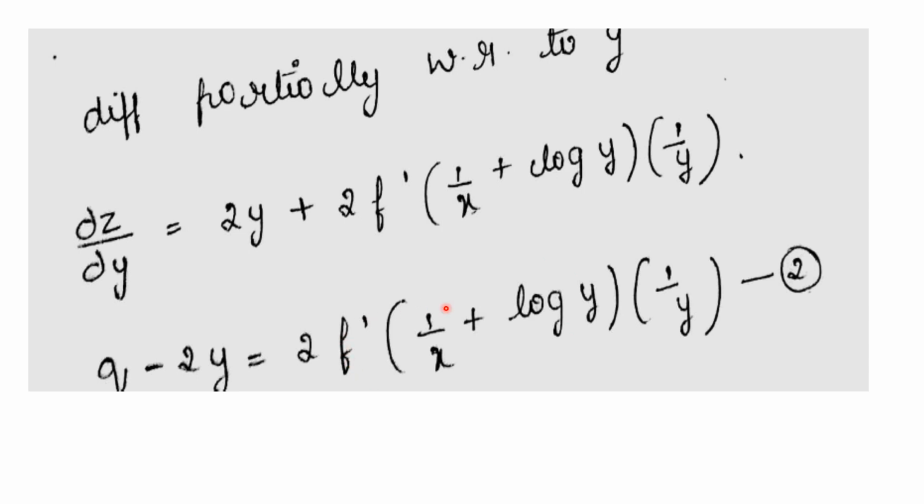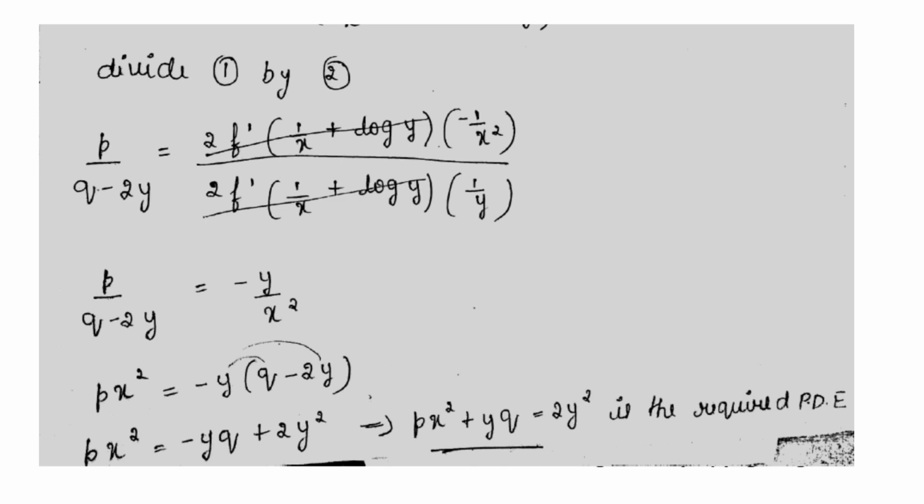So I need to cancel f dash of 1 by x plus log y in both equations, that is from equation 1 as well as equation 2. So what I can do is divide equation 1 by equation 2. What is equation 1? Equation 1 is p is equal to 2f dash of 1 by x plus log y into minus 1 by x square. What is equation 2? Equation 2 is q minus 2y equals 2f dash of 1 by x plus log y into 1 by y. So what gets cancelled here in the numerator as well as in the denominator? 2f dash of 1 by x plus log y will get cancelled. So our function will get cancelled here.